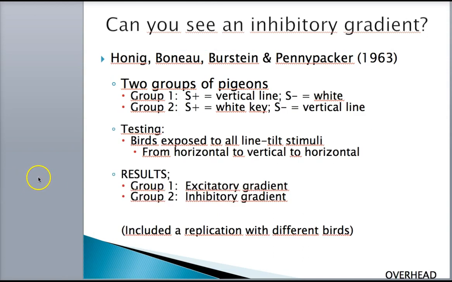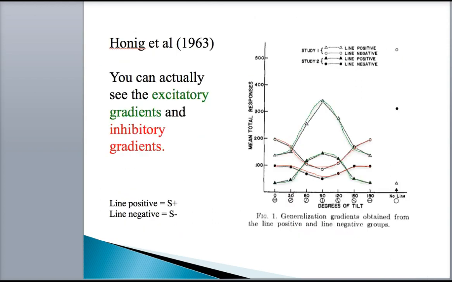So the results are that group one shows an excitatory gradient and group two actually shows a measurable inhibitory gradient. When they measured, they're responding in extinction to all the different line tilt stimuli. And they included in their study a replication so they could demonstrate that their findings were not simply an anomaly. So here are the data. Here you can actually see the excitatory gradients and inhibitory gradients. I've highlighted them in color so you can see them.